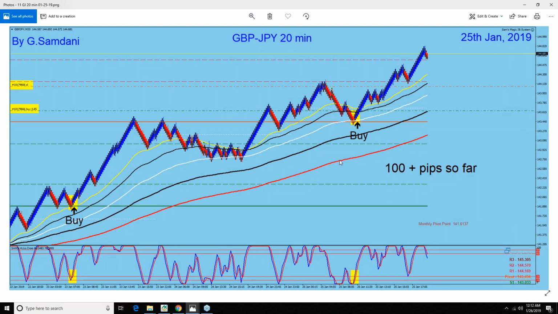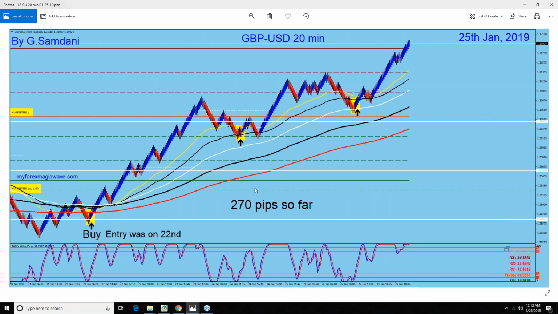This is the one. This is pound yen on the 25th, right? This is the entry, a beautiful entry, and this is all because of the pound strength. I'm going to show you the pound index chart, and this is the one, the entry is right here on the 22nd, the pound USD, and I held this all the way. I took this one and this one from the other account, but this one kept going for 270 pip, and then finally closed on Friday.